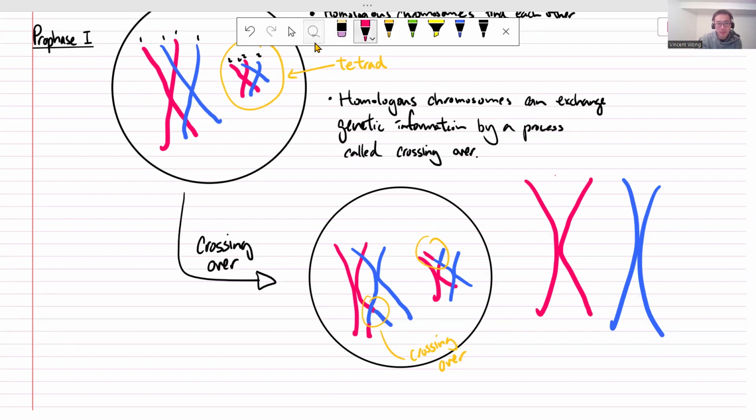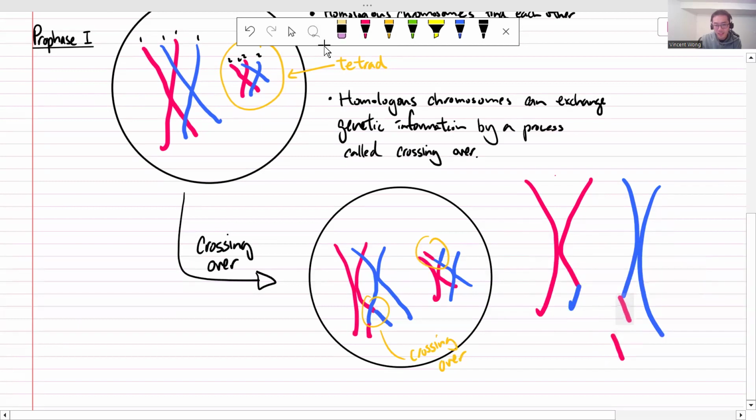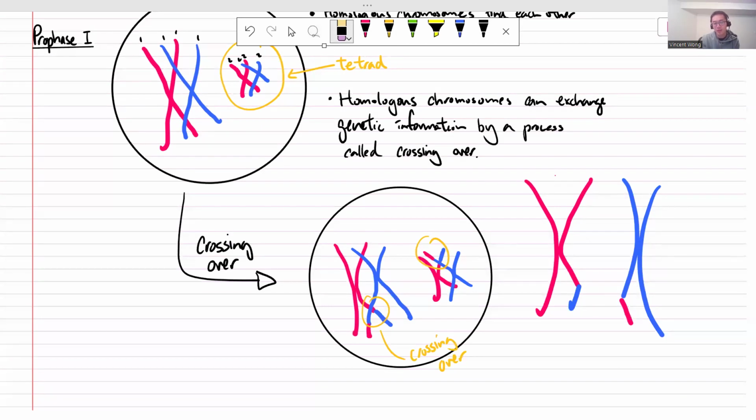This part here, I'll try my best, breaks off, and this part breaks off like that. And then they're like, okay, let's switch. There we go. So in the end, your mother chromosome is now going to have a little bit of father chromosome on it, and the father one is going to have a bit of mother one, right? Okay, thank you. Better, yeah.